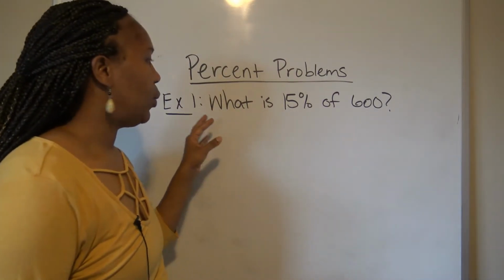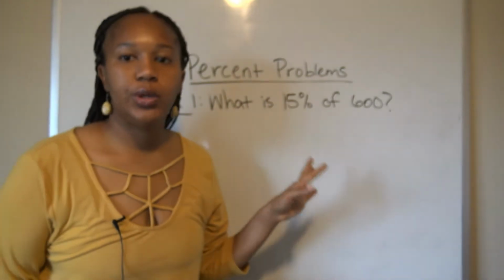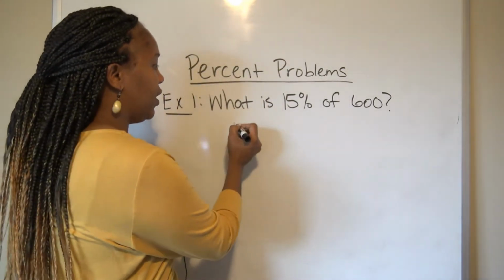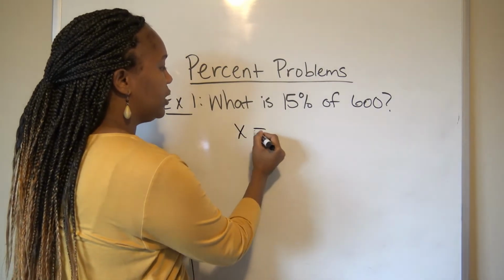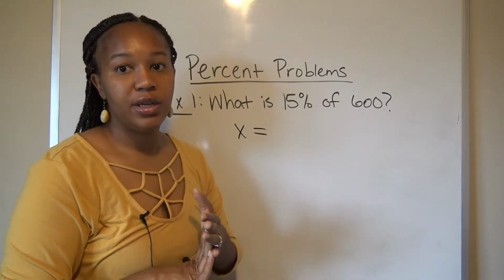Example 1, we want to know what is 15% of 600. Let's go through and translate this word problem into an equation, using our keywords that we just talked about. What represents the variable X. Is represents equal. 15%, because it's a percentage, has to be converted to a decimal.